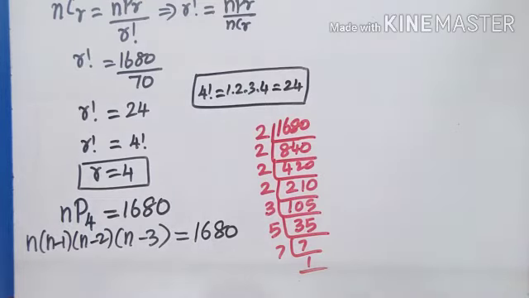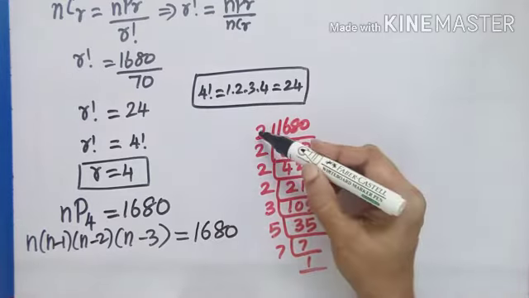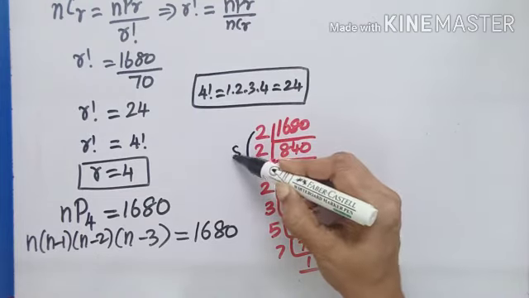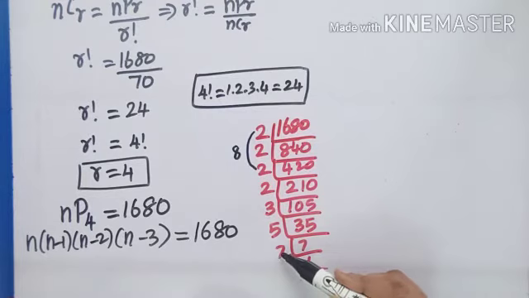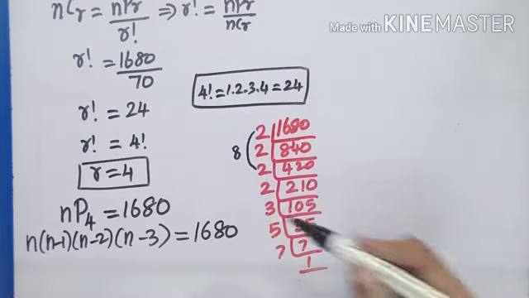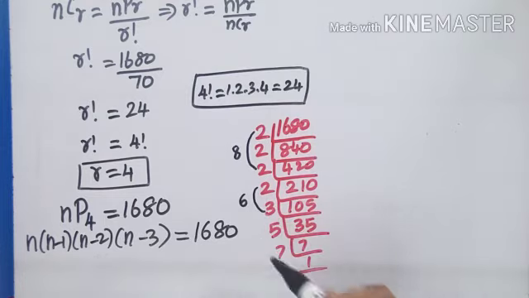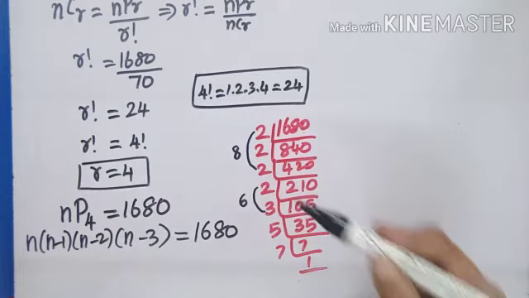How shall I write it? One number is 7. So what is the next number I can say? Next number 2 into 2 into 2. All these three numbers together will give me what? 8. So I got 7, I got 8. Shall I combine these two? This will give rise to 6. And this is 5, this is 7. See whether I get 4 numbers correctly.